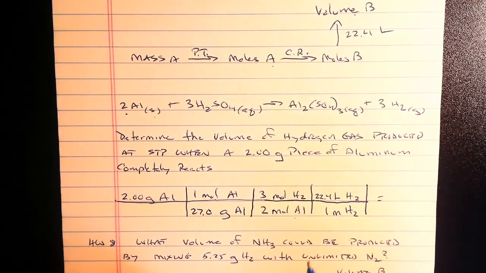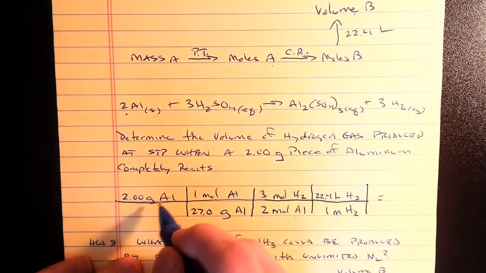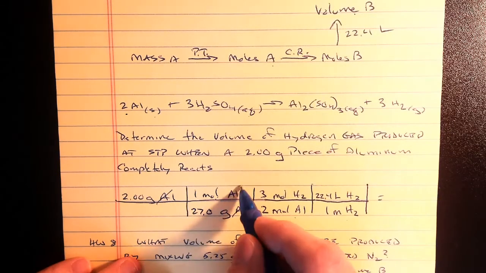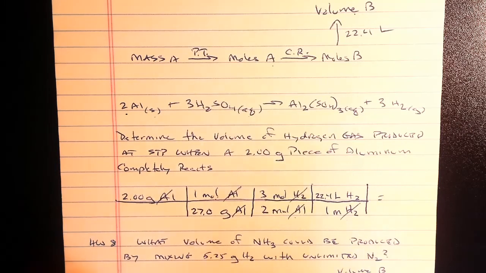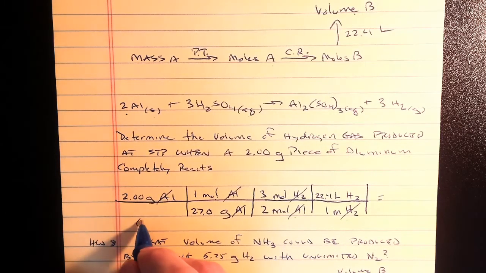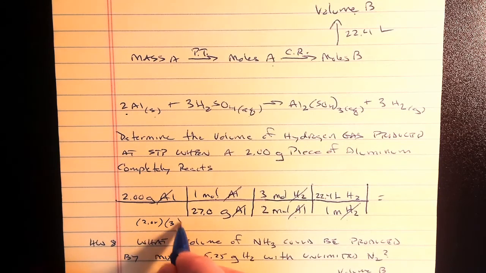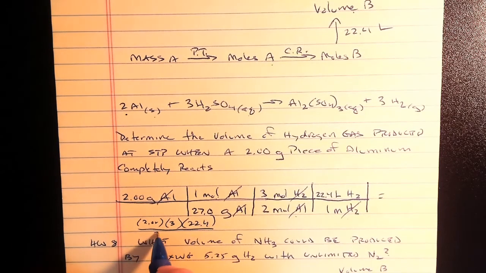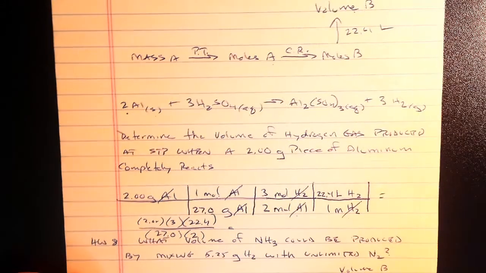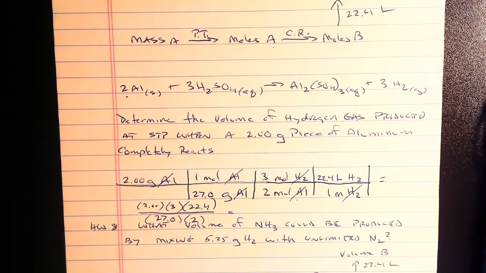Now let's go ahead and do the numbers here. All the ones drop out. Let's cancel out our units. That's my favorite part, making it simpler. Pull all the numbers over. So we got 2.00 times 3 times 22.4 and divided by 27.0 times 2. Okay. So now let's get out that calculator.